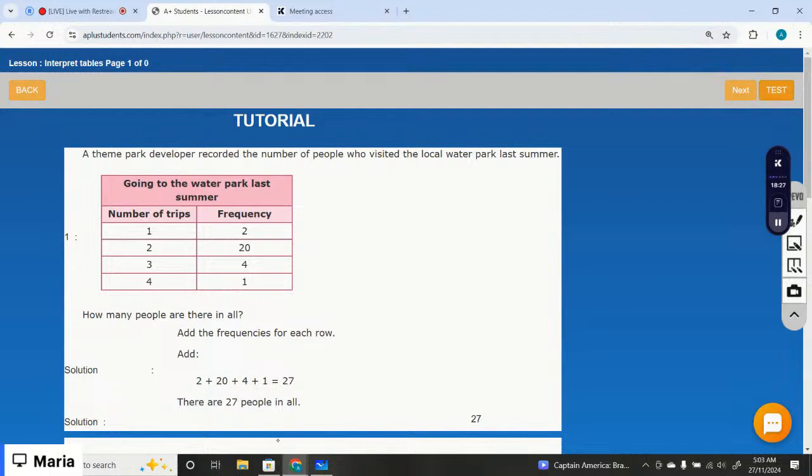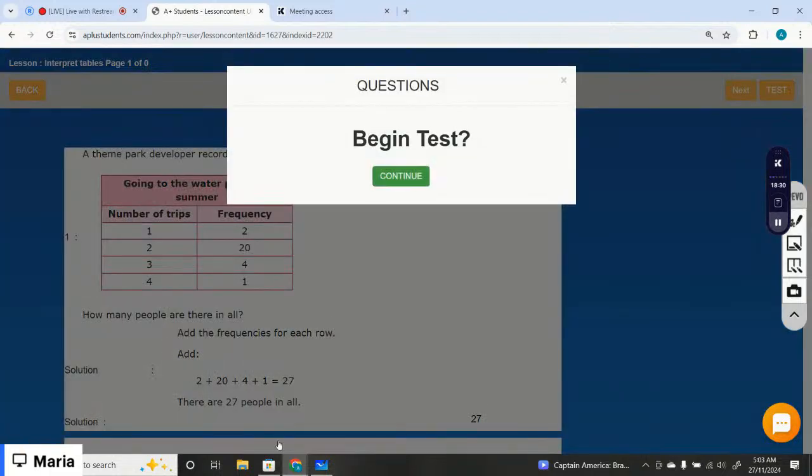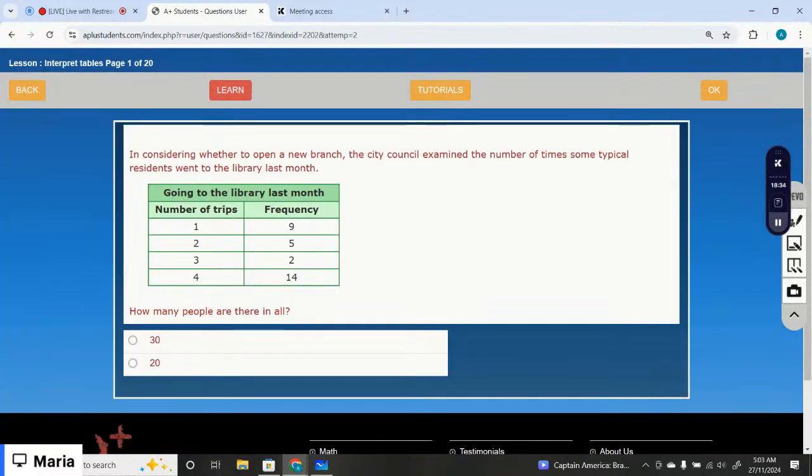Let's just start with the test questions. Let's see how do we read the tables. In considering whether to open a new branch, the city council examined the number of times some typical residents went to the library last month. How many people are there in all?